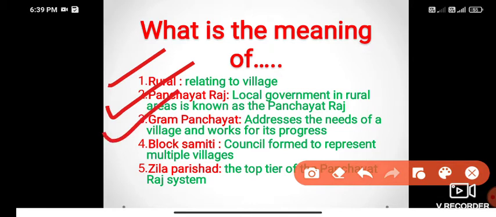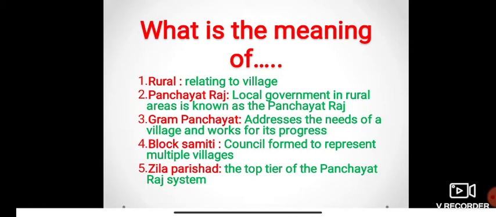And what is Gram Panchayat? Gram Panchayat addresses the needs of a village and works for its progress. And what is Block Samiti? Block Samiti is a council usually formed to represent multiple villages, in other words, more than one village. And Zilla Parishad means the top tier of the Panchayati Raj system.